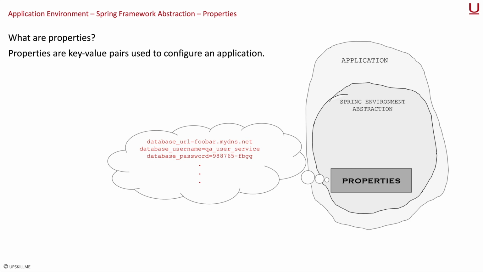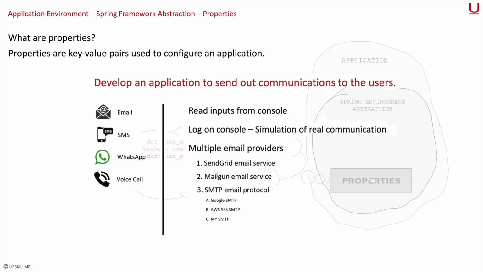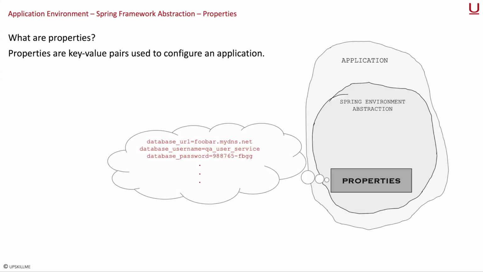Application properties may include some business properties as well. For example, in our application of sending out communications to users, we have to send out max 100 communications. In that case, we can have a property max communications to restrict the maximum number of communications sent to a user. This will prevent spamming from our end.